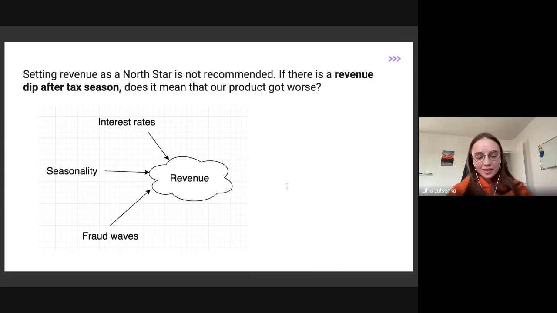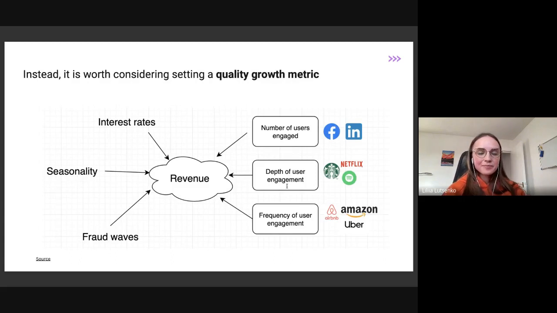Especially in fintech, it happens, but also if you have a product and you have chargebacks, you have refunds of your subscriptions, you might also be familiar with what fraud waves mean. So if there are fraudsters who decided to attack your product and then take their money back, does that mean that your product is bad? No. So in these examples, revenue might not be a good North Star metric because it can fluctuate due to external factors.